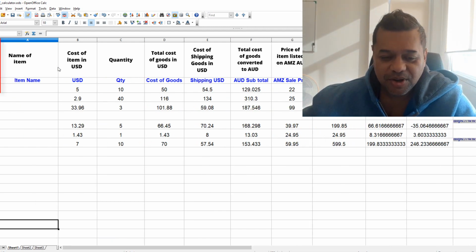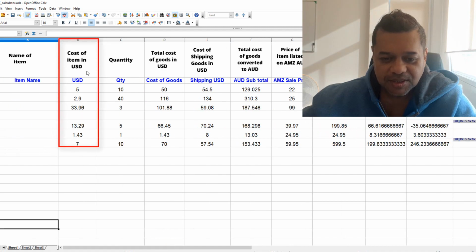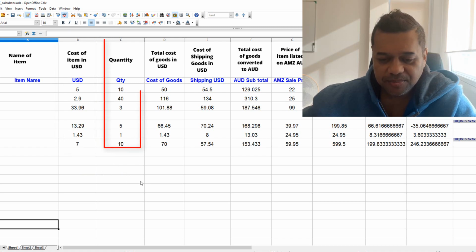The name of the item is pretty obvious. What is the name of the item? XYZ, and I'll do an example in a minute. The cost of the item is the cost per unit, which I'll show you in a second where to find. The quantity, and usually if the quantity is more, the shipping will get just a little bit cheaper.